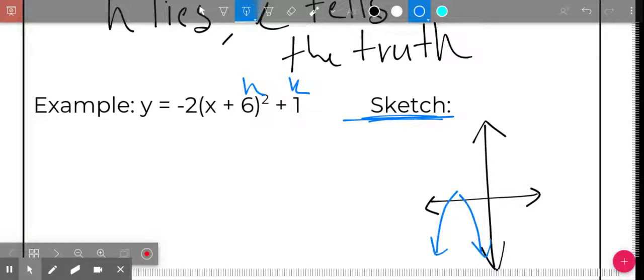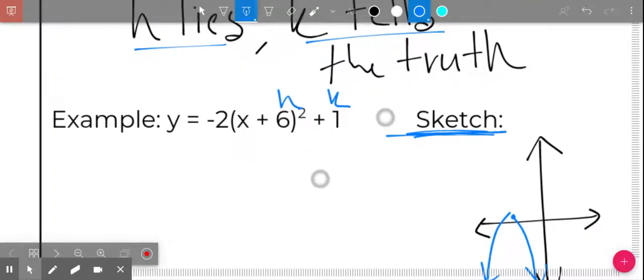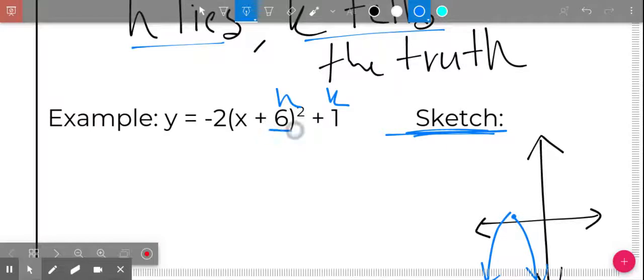Okay, so if we look at this, that's way over here on the left. And if we're finding our vertex from vertex form, we know that H lies and K tells the truth. We're going to look at this H and it's lying. So instead of a positive 6, it's actually a negative 6. And then K tells the truth, so it still gets to stay the same. So my vertex is going to be negative 6, 1, which if we look at our graph, is really close to negative 6, 1. And if you look at the table, you can also see the negative 6, 1.